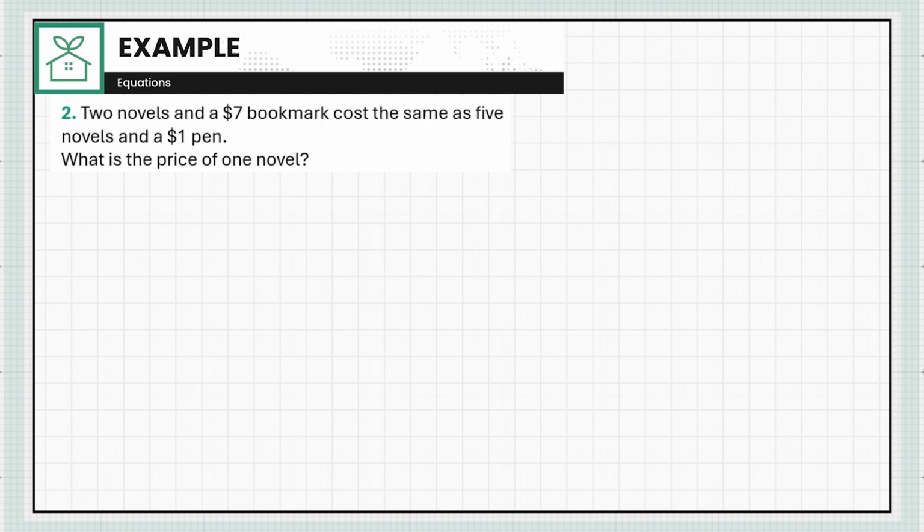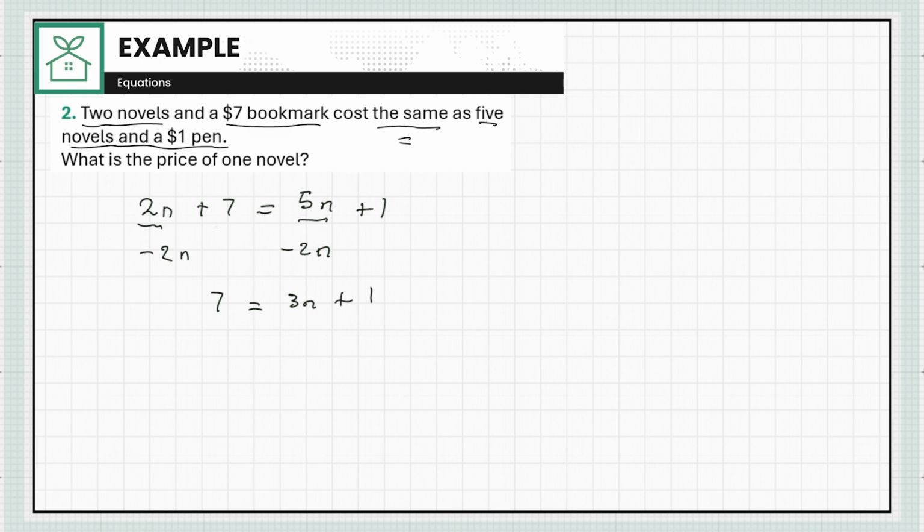Here's another example. 2 novels and a $7 bookmark cost the same as 5 novels and a $1 pen. So let's write an equation for this: 2n plus 7 is equal to 5n plus 1. Let's get rid of one of these sides' pronumerals. The smaller side is easier, so let's get rid of 2n from both sides. That leaves us with 7 is equal to 3n plus 1.